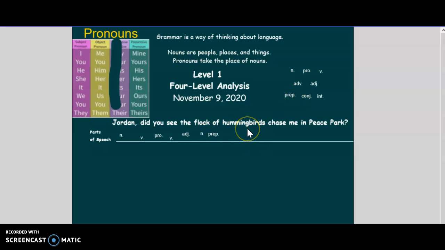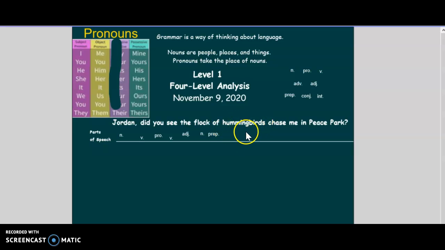How about hummingbirds? The word hummingbirds, the way it's used in this sentence, is it a person? No. Is it a place? No. Is it a thing? Certainly. Hummingbirds are things, right? They're animals. Those are things. So it is for sure either a noun or a pronoun because it's a thing.